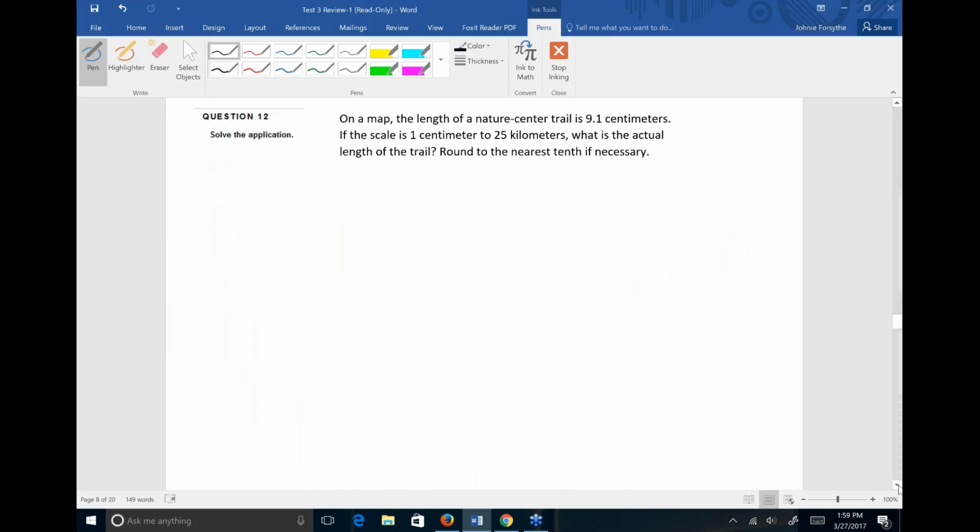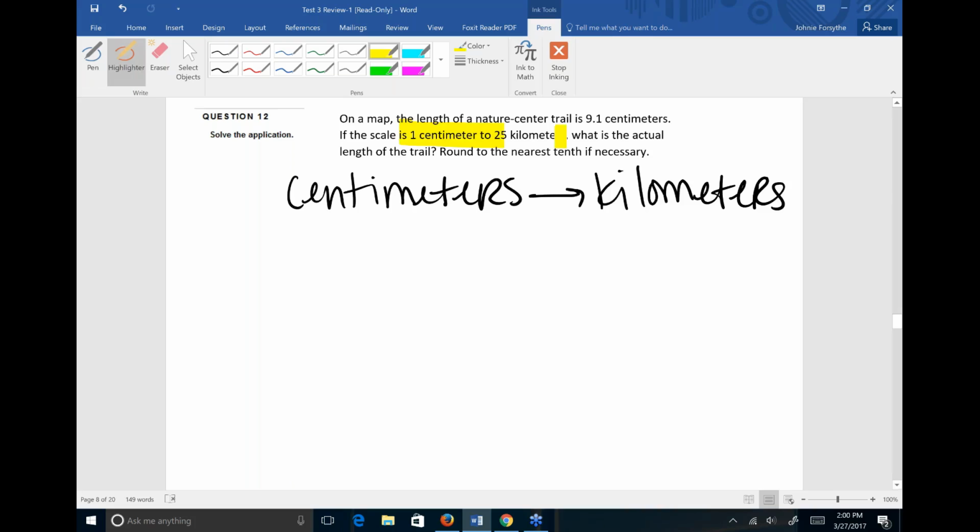Okay, so on a map, the length of a nature-centered trail is 9.1 centimeters. If the scale is 1 centimeter to 25 kilometers, what is the actual length of the trail? Round the nearest tenth, if necessary. So we're trying to convert centimeters on this map into kilometers. And the way we're going to do that is we're going to use this scale here. 1 centimeter equals 25 kilometers.